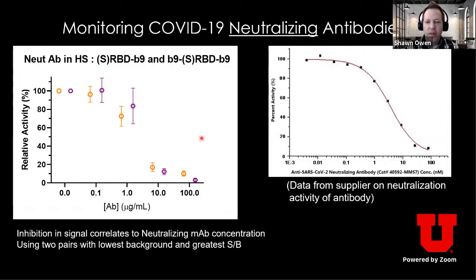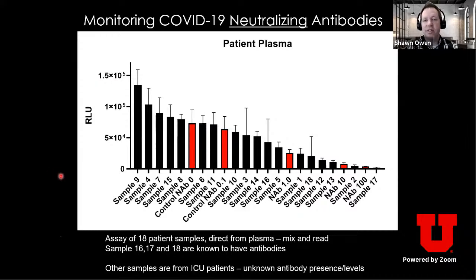Now, that's only important if we can do it in patients. And so we did a pilot study with about 18 different patient samples. With our assay platform, we can take direct from plasma. So we can take the plasma, mix it in with our different reagents, and then run it to see what kind of output we get. These red lines right here are the controls, saying that we know this is the level of signal we should get from this kind of a neutralizing antibody.